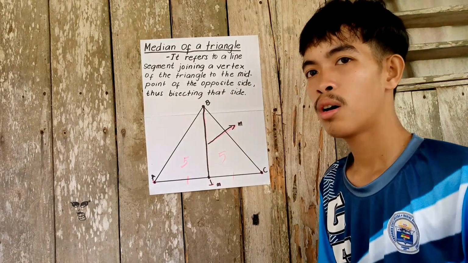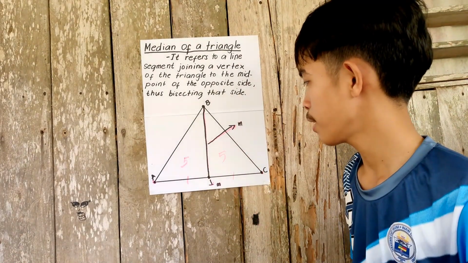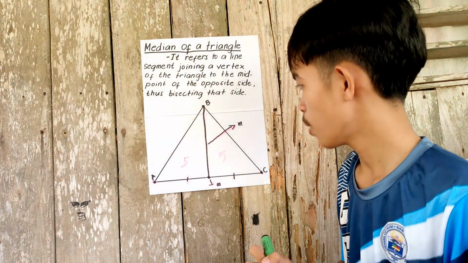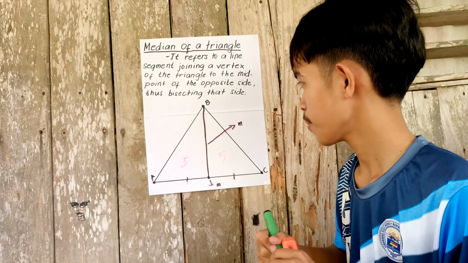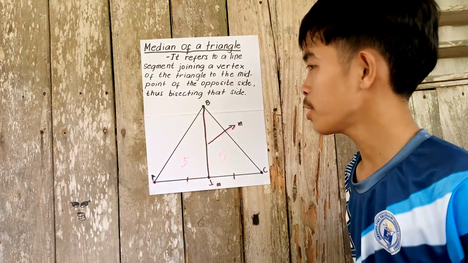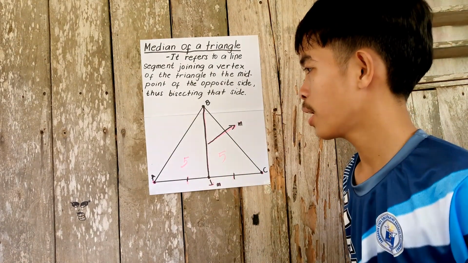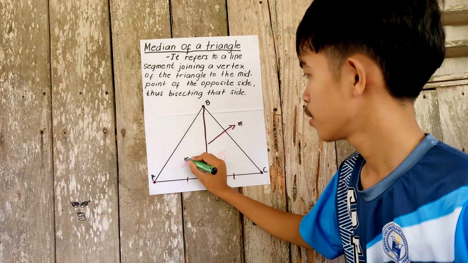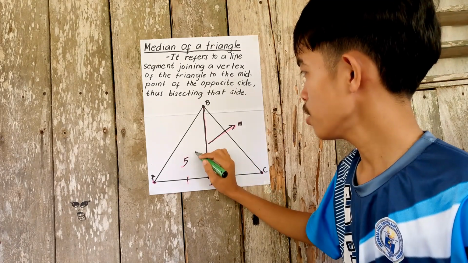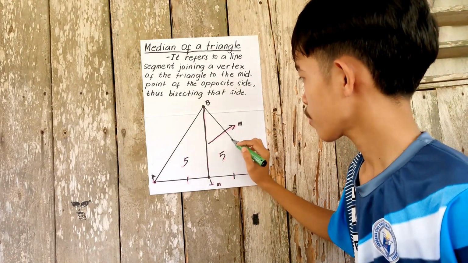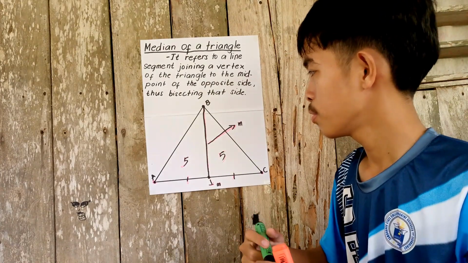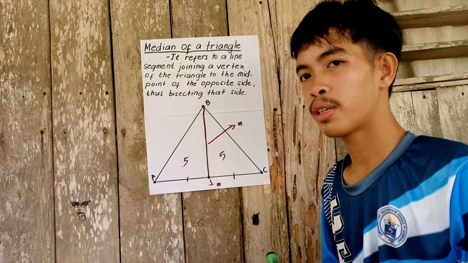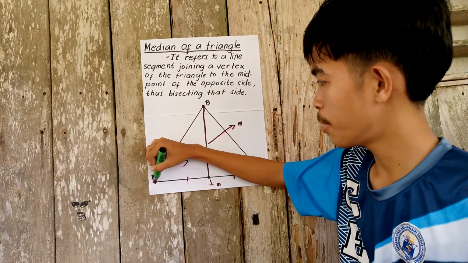The median of a triangle also divides the opposite side into equal length or equal size. And also, the median of a triangle divides the triangle into two triangles having the same area. This side and this side have the same area.